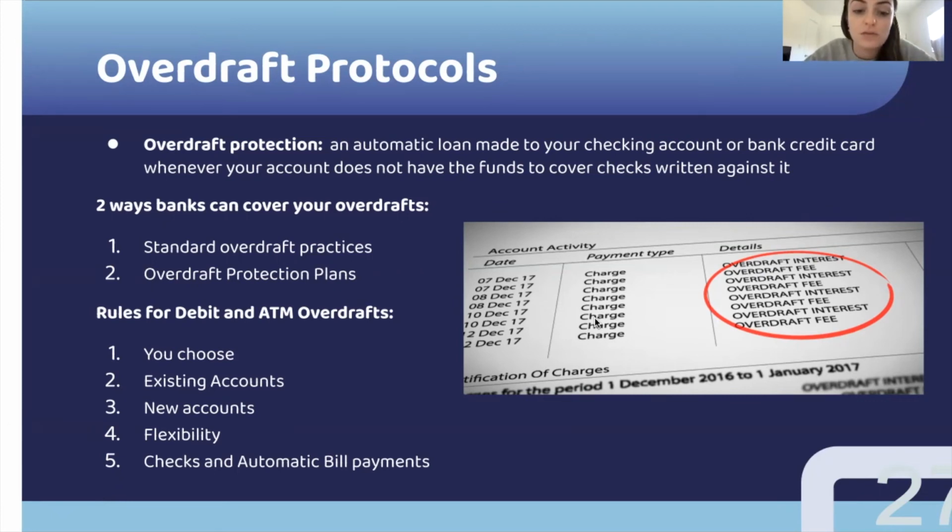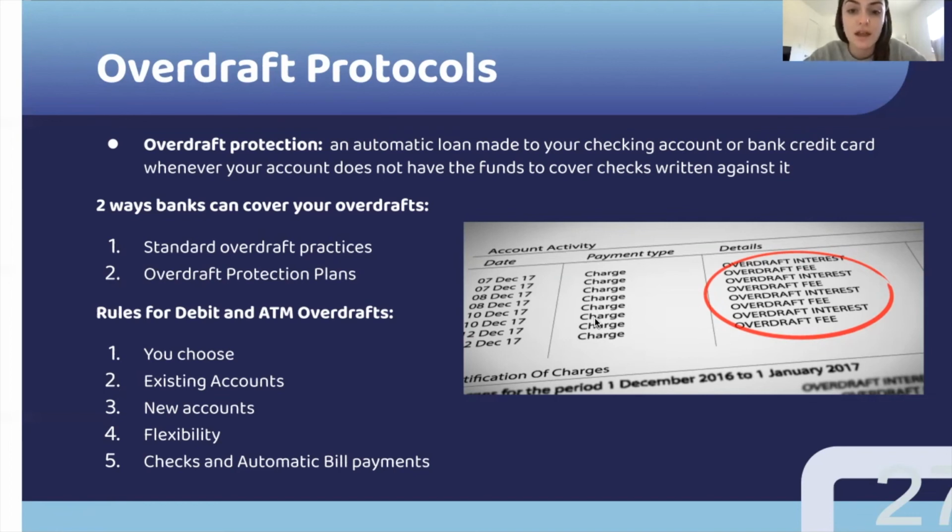With existing accounts, if you do not opt in, your bank's standard overdraft practices won't be applied to your everyday debit card and ATM transactions. These transactions will typically be declined when you don't have enough money in your account, and there won't be an overdraft fee. For new accounts, your bank cannot charge you overdraft fees for everyday debit card and ATM transactions unless you opt in. With flexibility, if you opt in, you can cancel at any time. And if you do not opt in, you can decide to do it later.